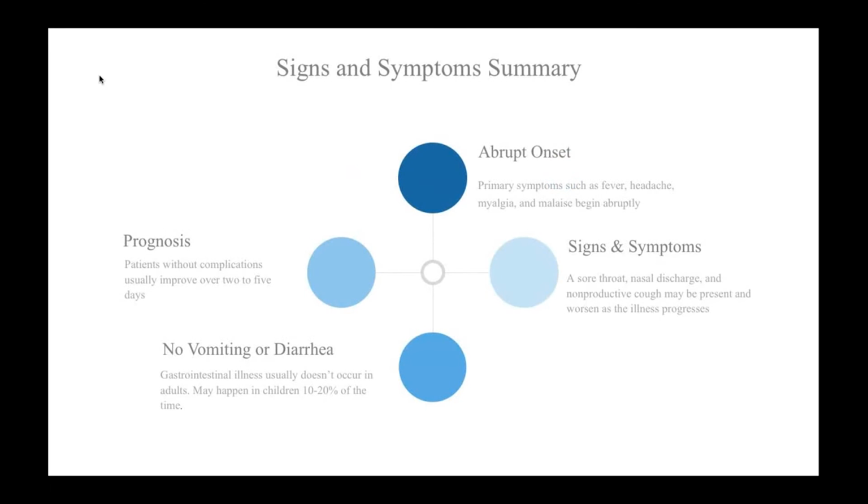So in summary, influenza presents with characteristic abruptness. The main sign is fever, and the primary symptoms are headache, myalgia, and malaise. A sore throat, nasal discharge, and non-productive cough may be present early on, but typically get worse as the illness progresses. Vomiting and diarrhea usually do not occur with influenza, and the stomach flu is not caused by the influenza virus. Patients without complications usually improve over 2 to 5 days, but sometimes it takes longer.